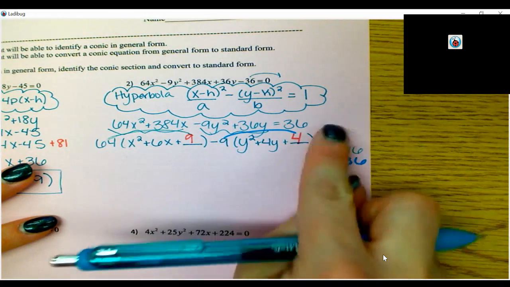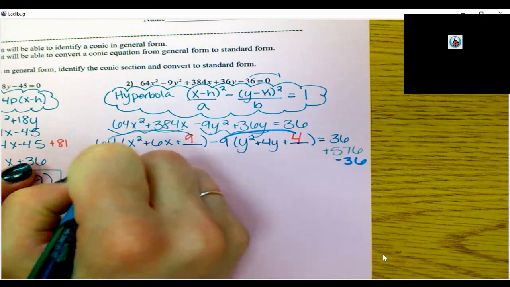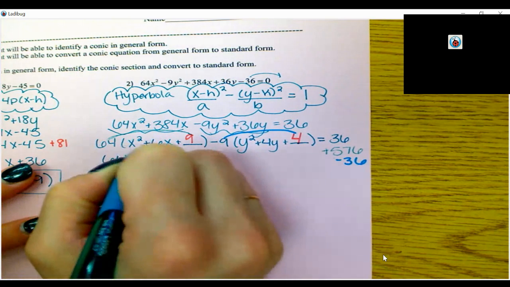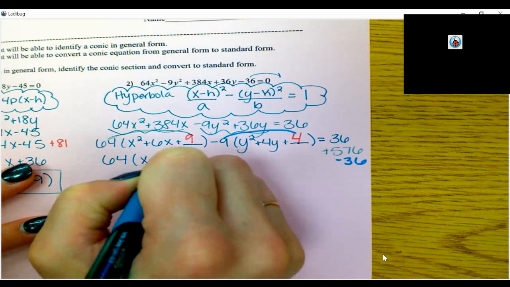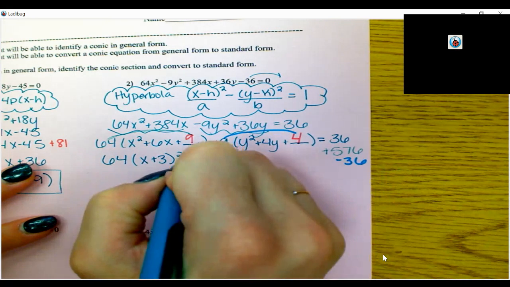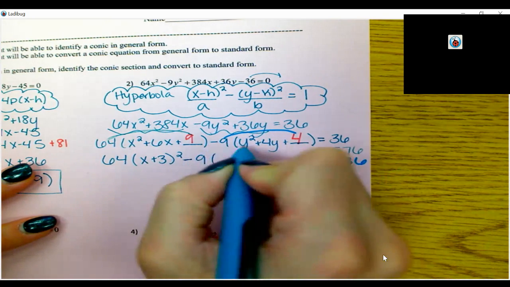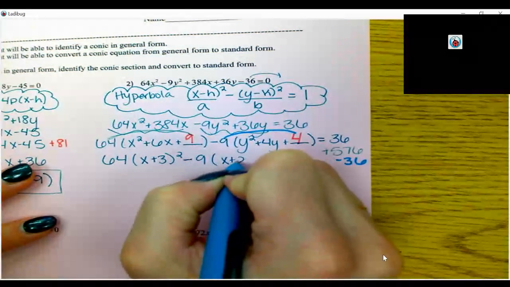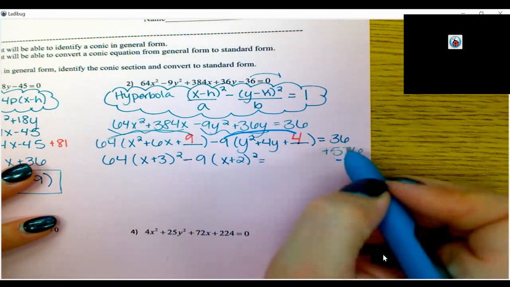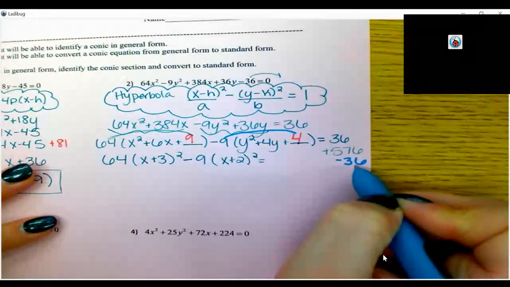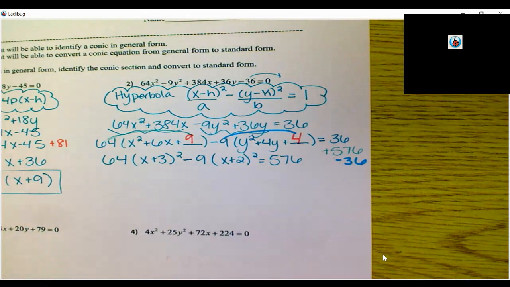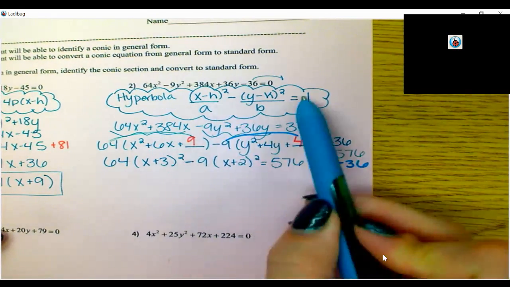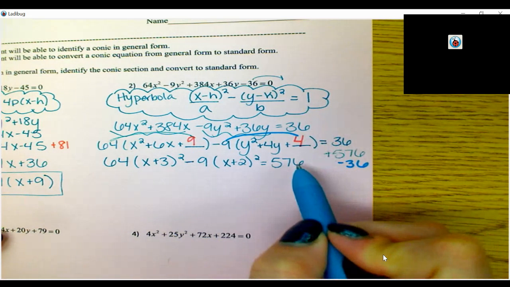All right, so once I've got that set up, now I can factor this. So I still have the 64 out front. This right here, x squared plus 6x plus 9, factors to be x plus 3 squared. We still have the minus 9. This right here factors to be y plus 2 squared equals 36 plus 576 minus 36, which just gives me 576. And then from here, notice that my hyperbola equation has to equal 1. Well, right now it equals 576.